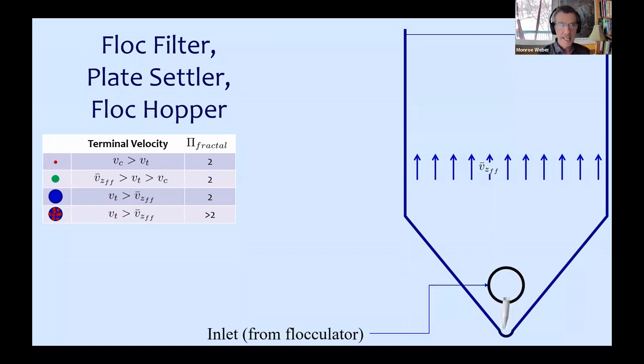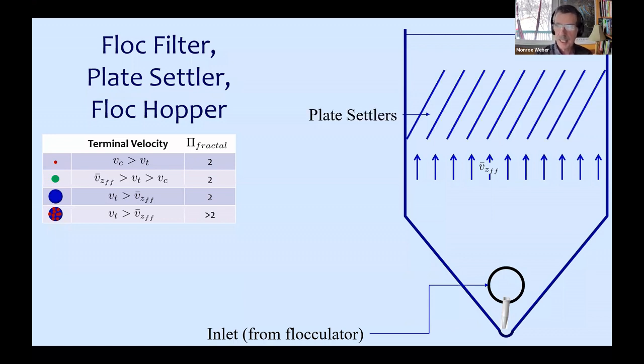Here's the inlet. This is bringing water from the flocculator into the very bottom of the sedimentation tank, or this flock filter sed. There's plate settlers near the top, and there's an effluent manifold. It's got orifices in the top, and that's taking water and any particles that don't get removed out the top.